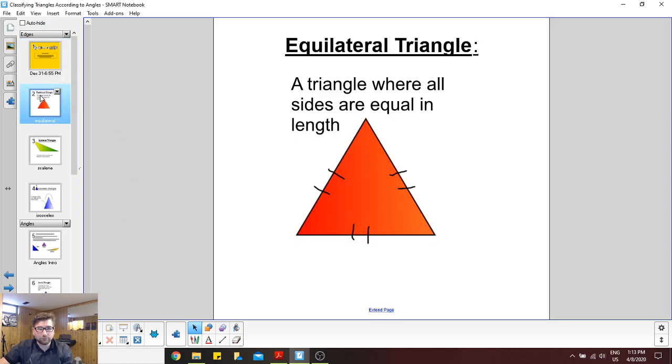Quick summary of last time. This is an equilateral triangle, where all sides are equal in length. So that's from one vertex to the other vertex, it is equal in length, all three sides.